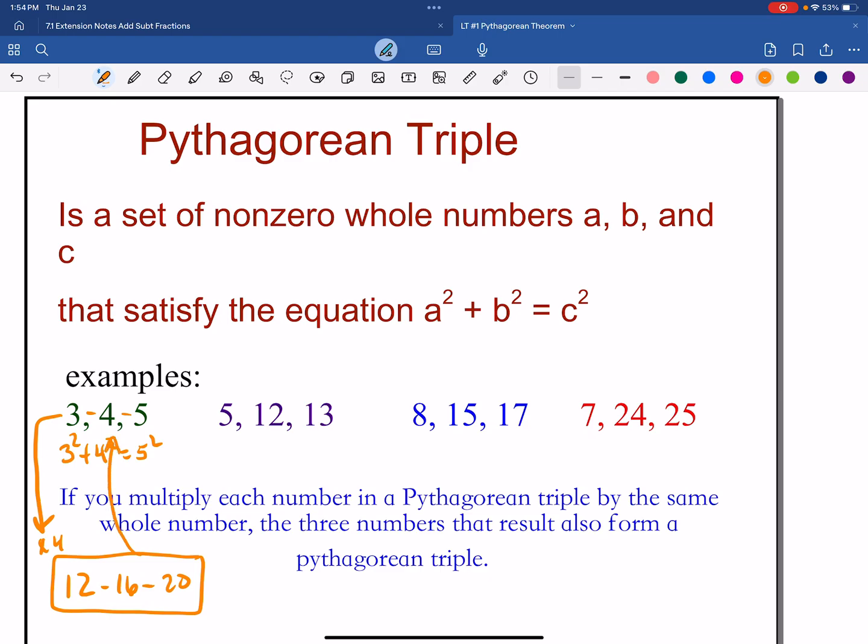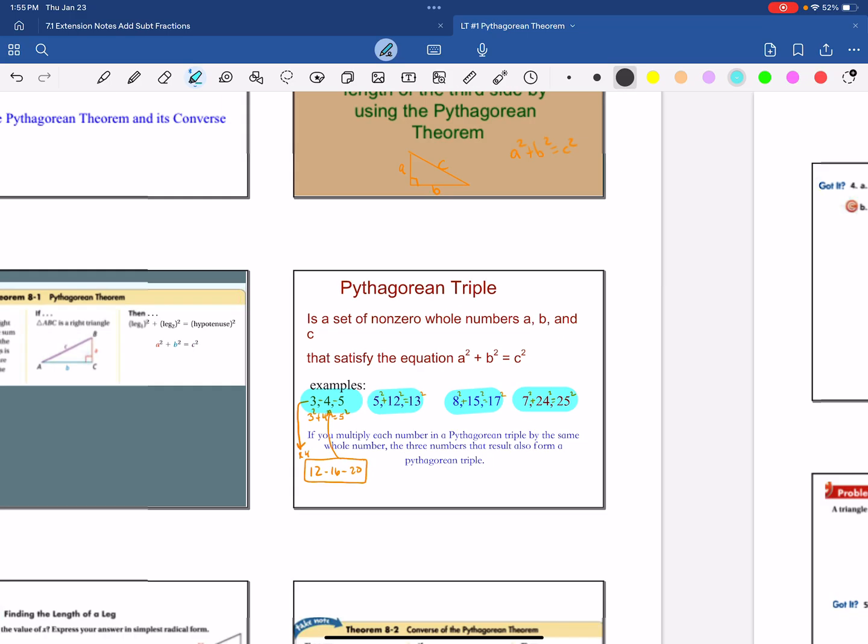Other such popular triples include 5, 12, 13. 5 squared plus 12 squared equals 13 squared. 8, 15, 17. 8 squared plus 15 squared equals 17 squared. And 7, 24, 25. 7 squared plus 24 squared equals 25 squared. And if you can memorize these Pythagorean triples, these 4 specifically, then your ACT will be that much easier. It's one of those ideas that is very helpful on the ACT.